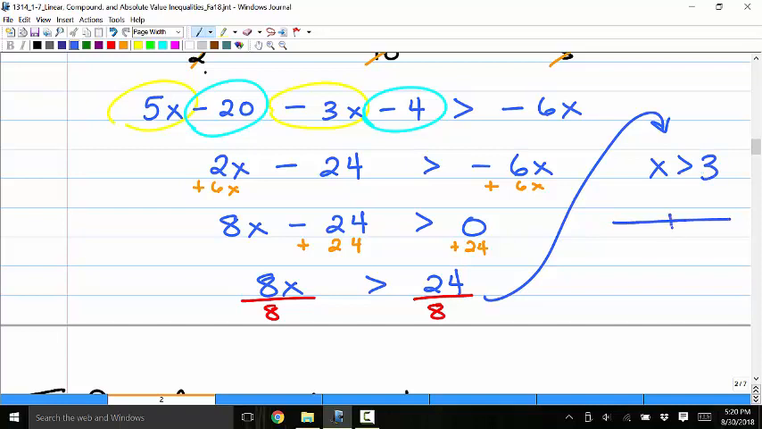On my graph, I want all numbers that are bigger than 3. So I want to shade to the right. Do I want 3? No, because there's no equal to here. So this is a parenthesis. My answer in interval notation, I have a parenthesis, I start with 3, and I go all the way up to infinity, which always has a parenthesis.